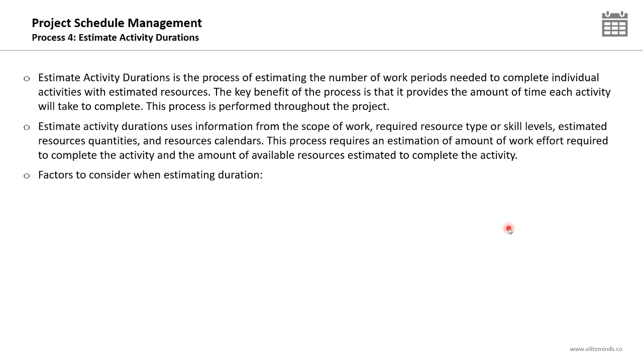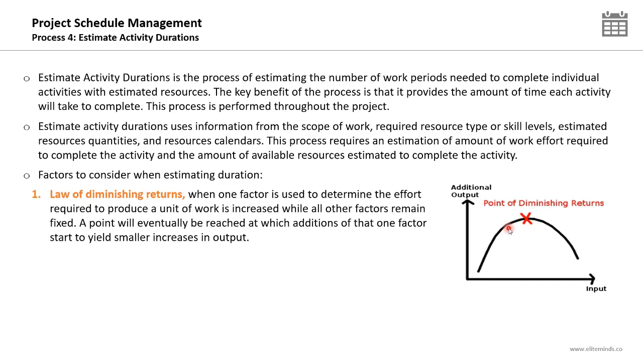Now, what are the key factors you should consider while you are estimating the duration of the activities? First of all, we have the law of diminishing returns. When one factor used to determine the effort required to produce a unit of work is increased while all other factors remain fixed, a point will eventually be reached at which additions of that one factor start to yield smaller increases in output. So look at this graph. You will have here the point of diminishing returns. What do we mean by this law?